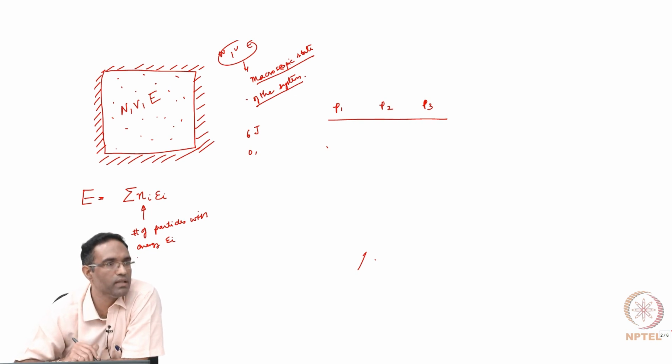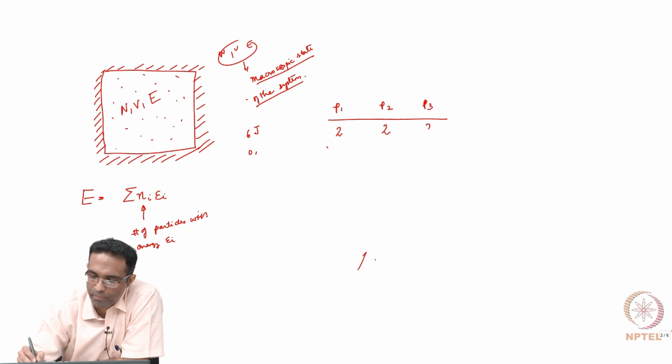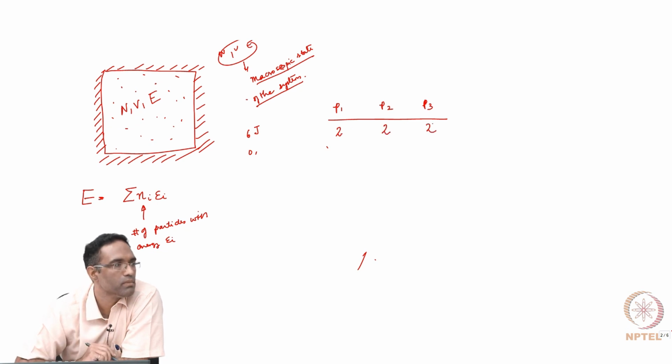what this many ways of getting the energy E means. So one way of getting this 6 is to have all of them have the energy of 2 joules, right? 2 plus 2 plus 2 is 6. That is one way.